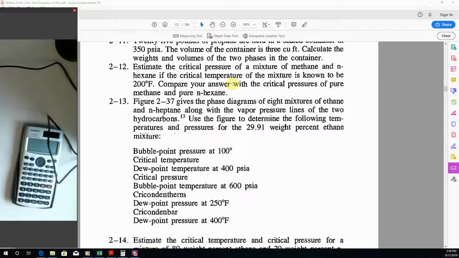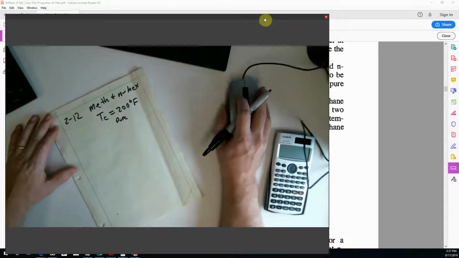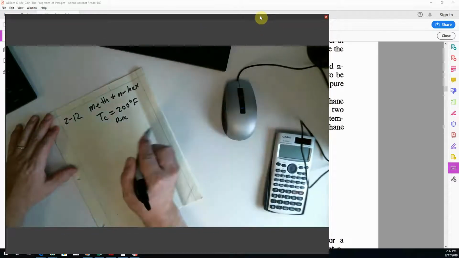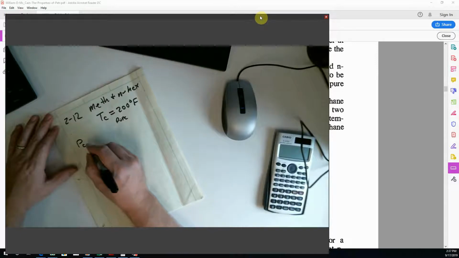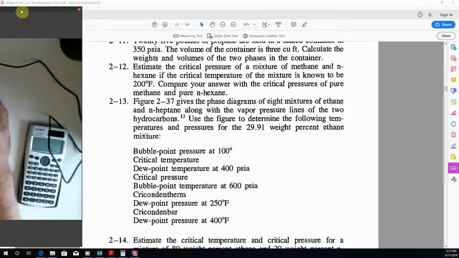I'll write that. Methane and N-hexane. If the critical temperature is known to be T crit equals 200 degrees F, compare with critical pressures of pure. So let's go after this problem. So this is what we're looking at. We want to find the critical pressure and we want to compare it.